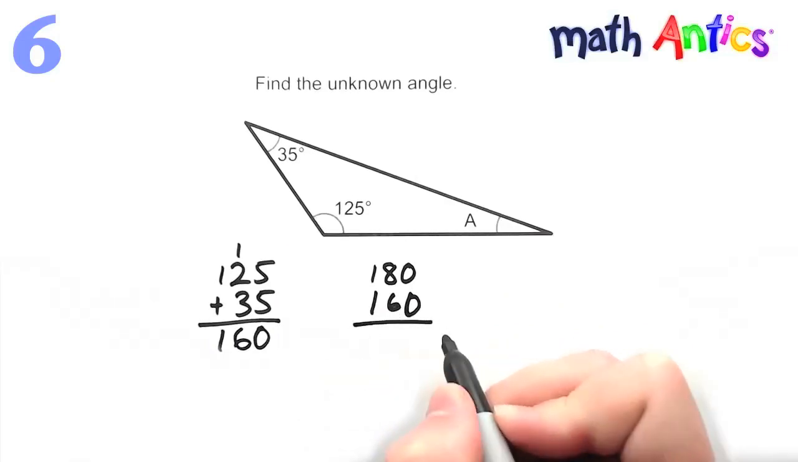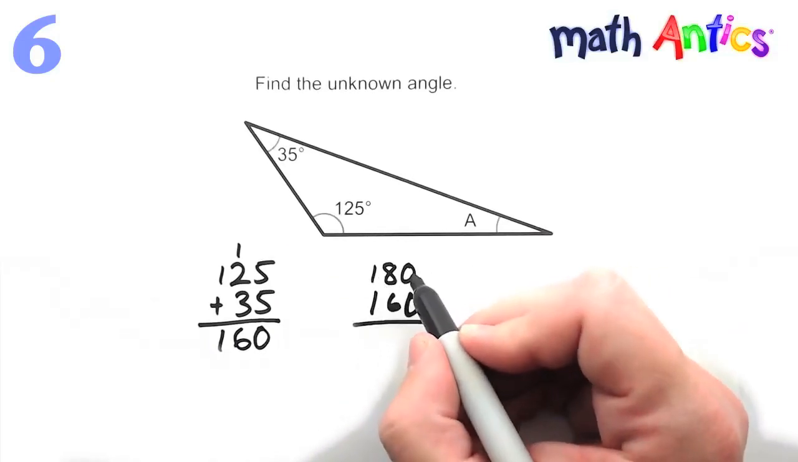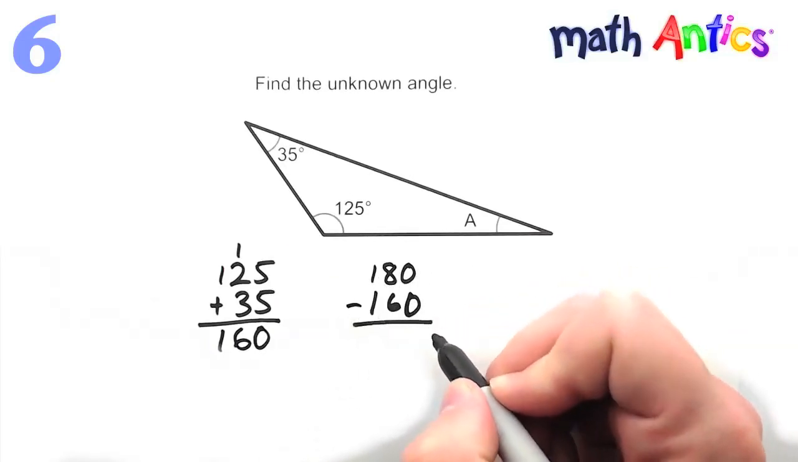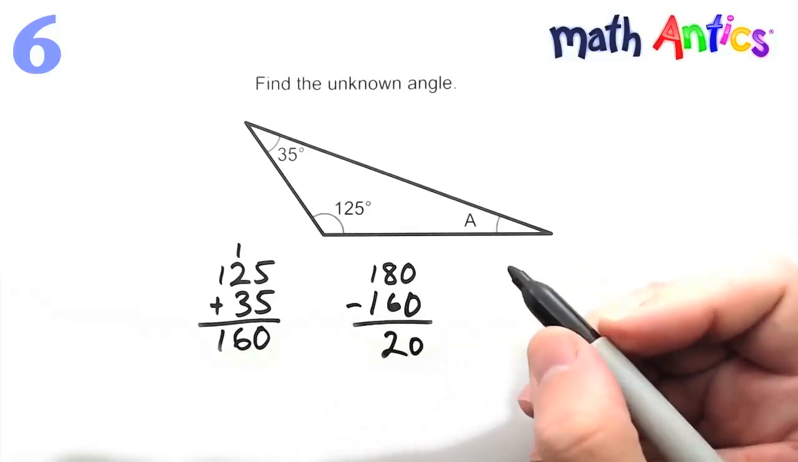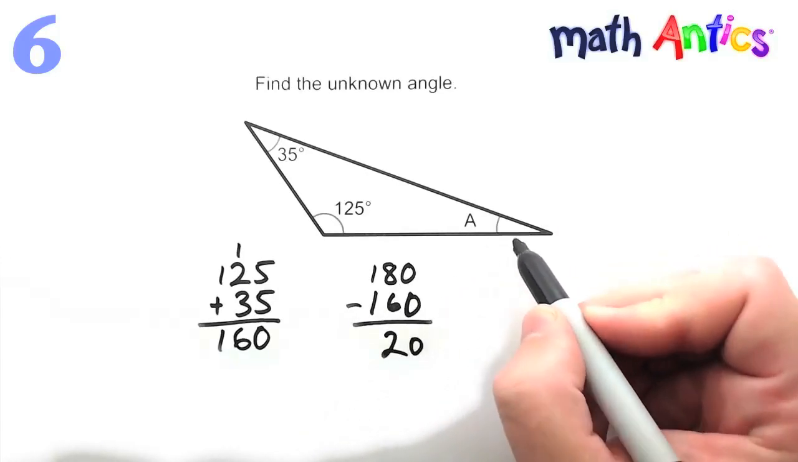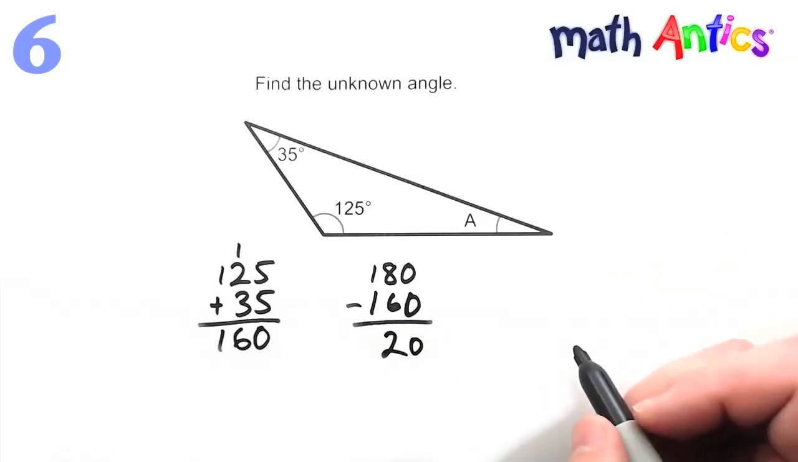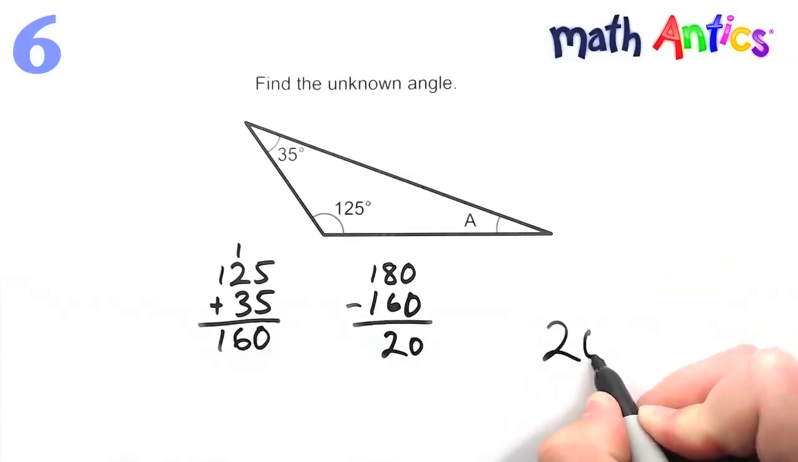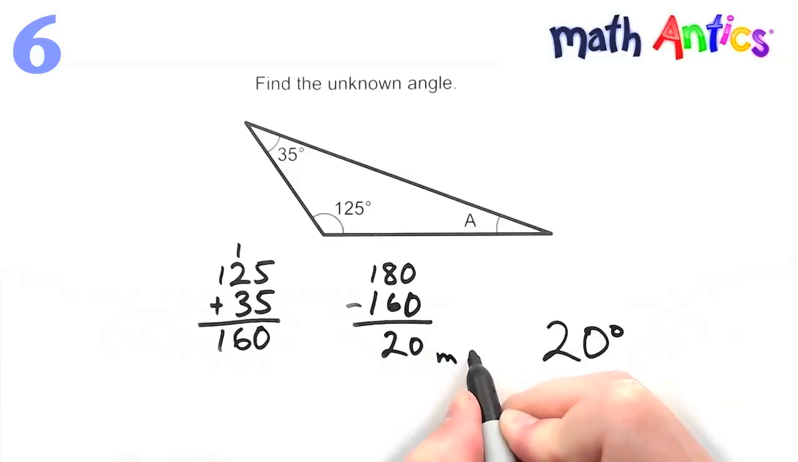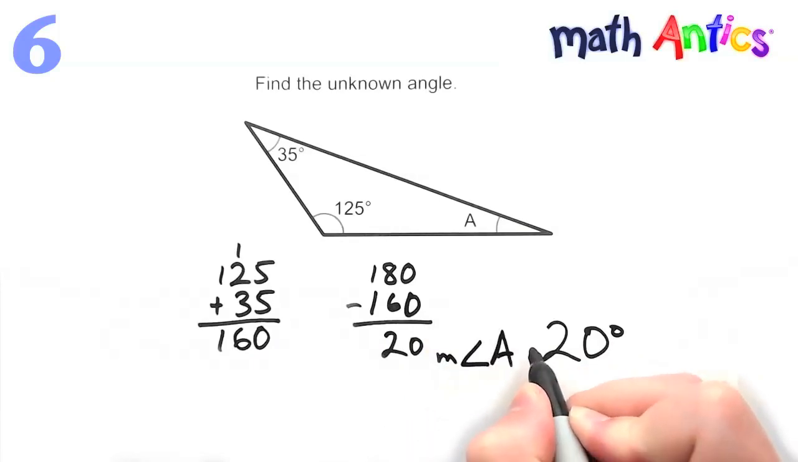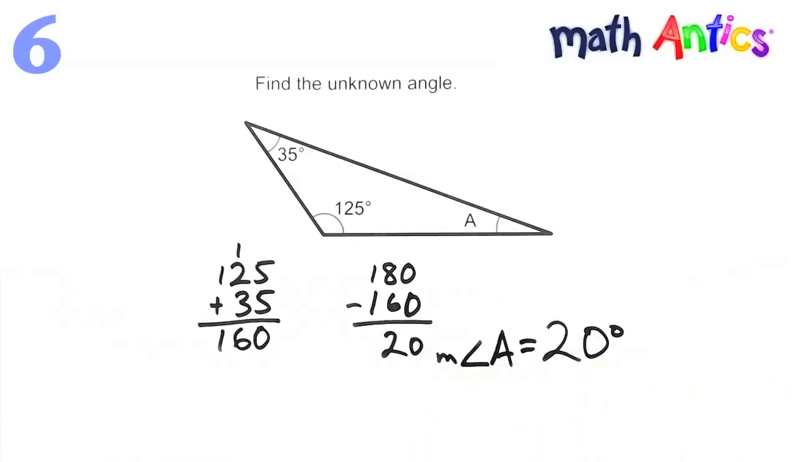I almost wrote that as a 1. All right, 180 minus 160 equals 20. So put that right there. So the measure of angle A is 20. So you can write that out just as measure of angle A is 20, or you can write out the measure of angle A equals 20.